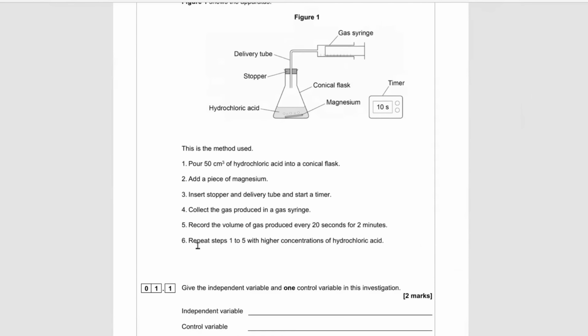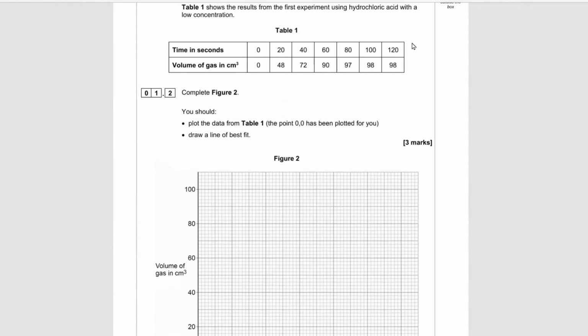And then it says give the independent variable and one control variable. So the independent variable is the thing that you change. It's normally towards the end of the method, but it says they repeated using different concentrations of acid. So that's the independent variable. If we look at the control variable, it's what did they keep the same? The only thing I can see that they kept the same here is the 50 centimeter cubed of hydrochloric acid. So that's the volume. We could say they kept the mass of the magnesium the same or the surface area, but they specifically talked about the volume of hydrochloric acid.